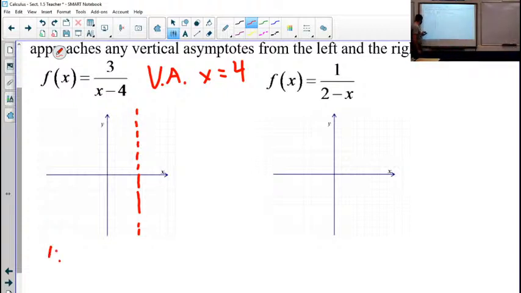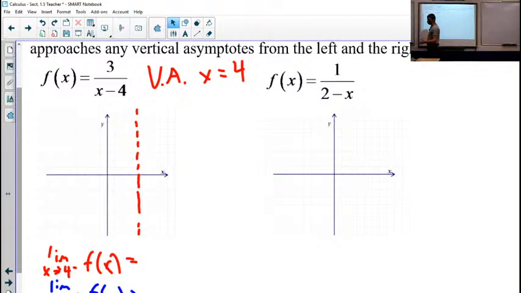So we want to figure out the limit as x approaches 4 from the left, and also the limit as x approaches 4 from the right. So take a minute to think about that. That's what causes this idea of the function increasing and getting larger and larger, or getting more and more negative. That type of behavior is what gives us an asymptote. And algebraically, it's the bottom being zero.